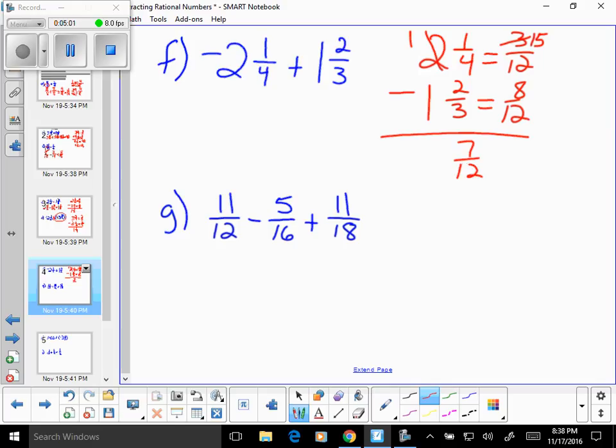12, and you are done, except to determine whether or not your answer is positive or negative. Well, you have more negatives, so my answer has to be negative.